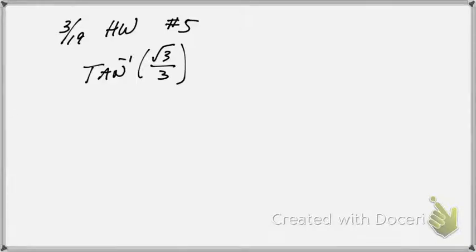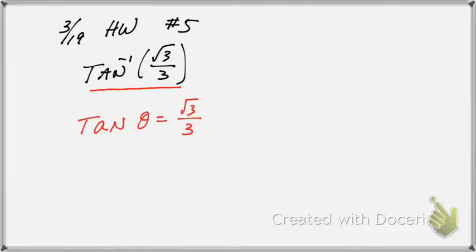Honors Algebra. We had a question on the homework from 319, Thursday's homework, problem number 5, which says we are supposed to figure out the inverse tangent of square root of 3 over 3 without a calculator. First off, realize what this is asking you. This is saying what angle do we take a tangent of and get square root of 3 over 3?